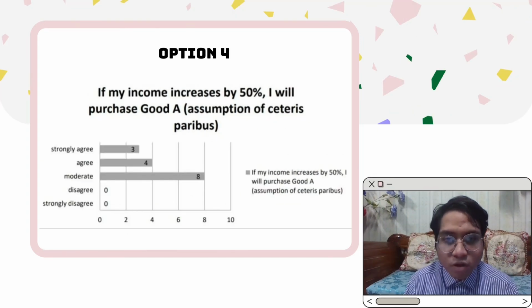For option number 4, if my income increased by 50%, I will purchase good A. So the highest is moderate. They have 8 respondents who chose this, and the second highest is agree. They have 4 respondents who chose this, and the third highest is strongly agree. They have 3 respondents who chose this. For disagree and strongly disagree, they have no respondents who chose this.